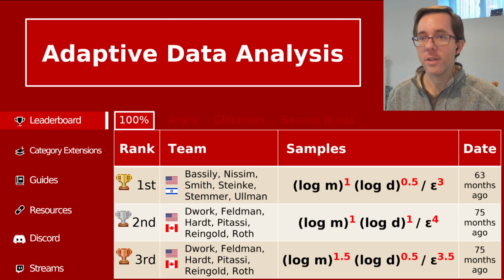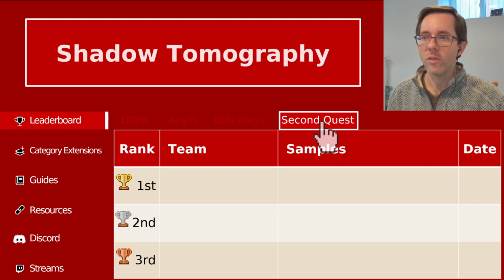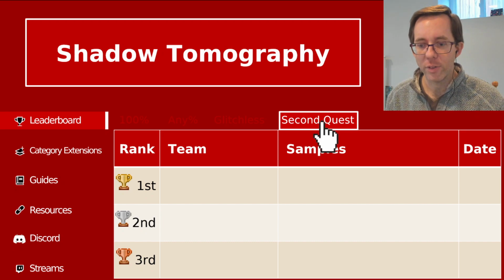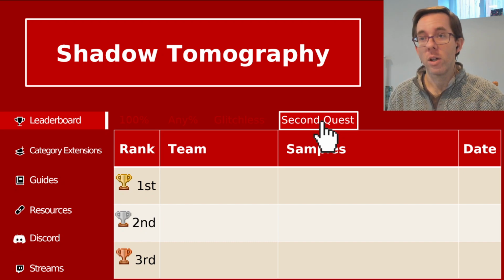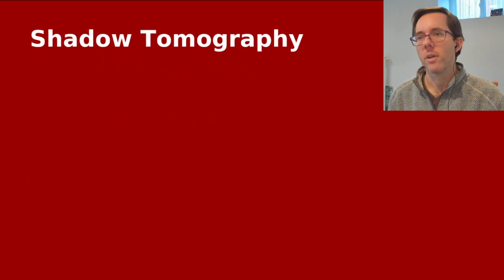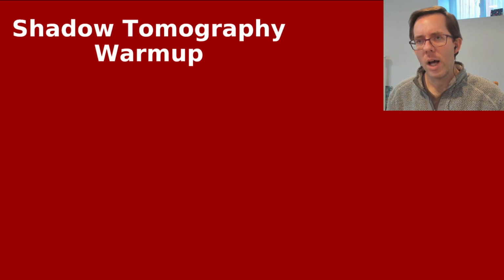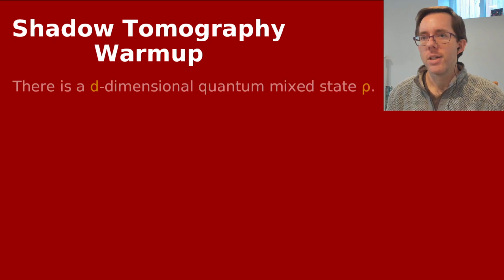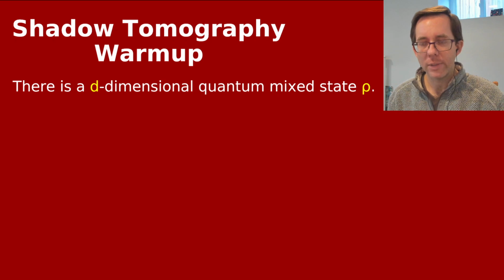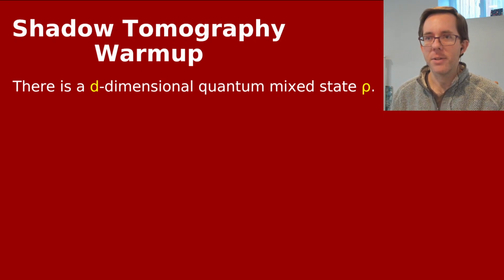Okay, so that's the story on adaptive data analysis. But now, remember, you can go over to the second version of the problem, which is the quantum version of the problem, known as shadow tomography. So let me now tell you about quantum shadow tomography. So first let me tell you a warm-up for quantum shadow tomography before we get to the real problem. The warm-up is kind of like the original data analysis problem we talked about, but in the quantum case.